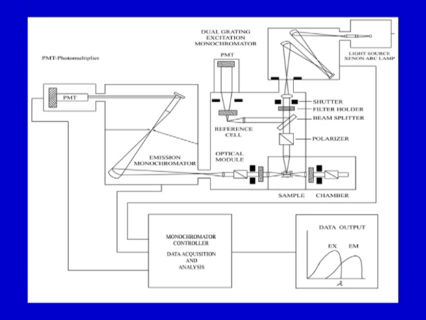It contains, in essence, both excitation as well as emission monochromators and a sample holder. For polarization effects, it would have two polarizers attached to it, so fluorescence polarization could be observed.